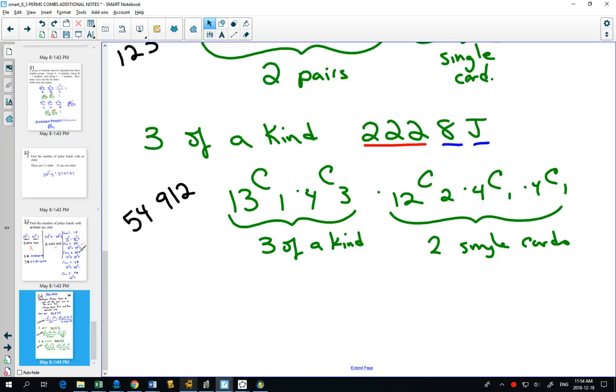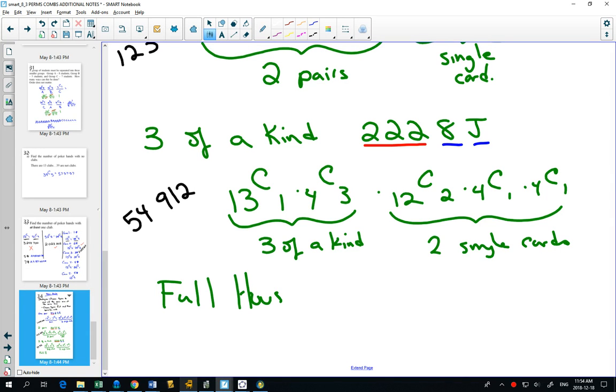54,912. So there's even less 3 of a kinds than there are 2 pair. That's why 3 of a kind in poker is considered better than 2 pairs. We'll do 2 more.